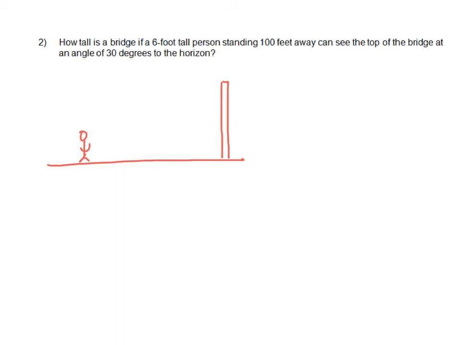And so how tall is a bridge? That's what we want to figure out. If a 6-foot tall person standing 100 feet away, so we are 100 feet away from the bridge. And then we're talking about the person can see the top of the bridge at an angle of 30 degrees to the horizon. So here's our 6-foot tall person. Here is the horizon, and here's the angle to the top of the bridge. So this is 30 degrees right there.